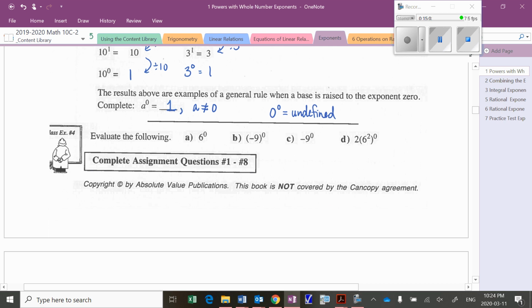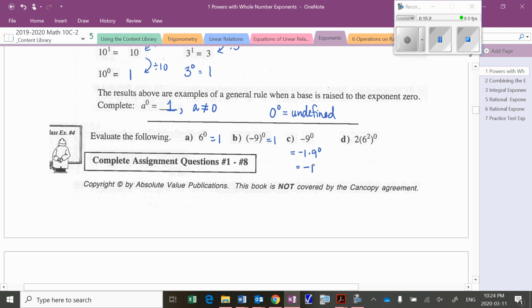Okay, so evaluate the following. So 6 to the 0 is 1. Negative 9 to the 0, that's the whole base to the 0, is also equal to 1. Minus 9 to the 0 is tricky, because that's like negative 1 times 9 to the 0. So negative 1 times 1 is, of course, negative 1.